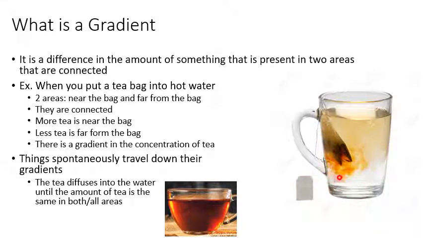We have a high concentration of tea by the bag, a low concentration of tea farther from the bag, and tea molecules will move down their gradient from the area of high concentration to the area of low concentration, in this case by diffusion. So if you just wait, that process is going to occur, and eventually you'll notice that you have the same amount of tea in all parts of the water.